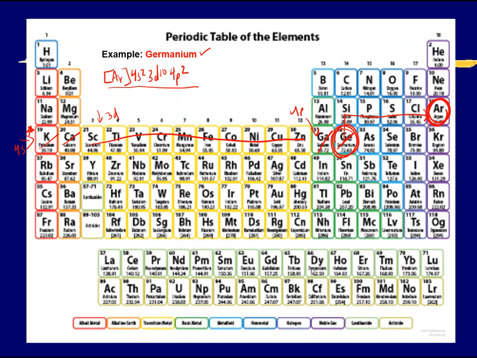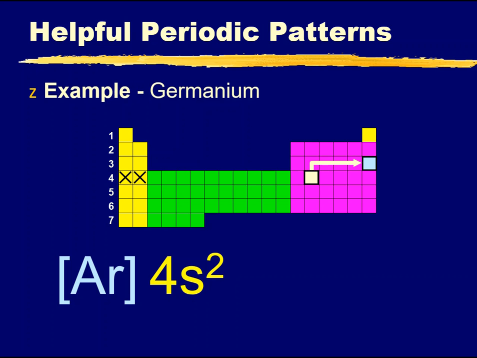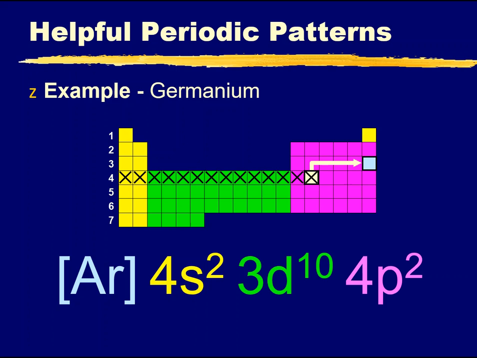Here's another representation or view of it. Use the arrow, go up to the row, put in the argon, fill the 4s, 4s2, fill that 3d, 3d10, and then go into the 4p, just like that, just like we did on our periodic table.